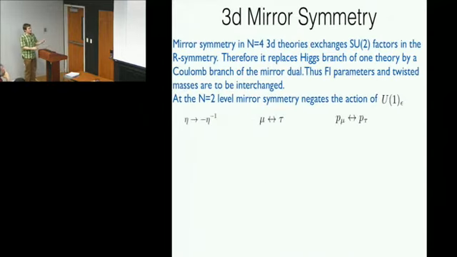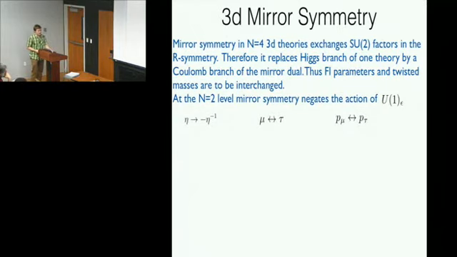Right, so just to summarize the first part, you have the 3D mirror symmetry, which interchanges the SU(2) factors of the R symmetry of the theory, and it also interchanges the Coulomb and Higgs branches. On the level of the moduli spaces of vacua, it interchanges the mass deformations and FI terms, flips the sign of epsilon, and interchanges the conjugate momenta.